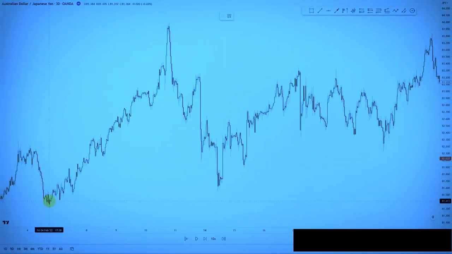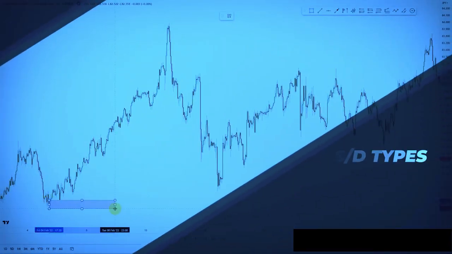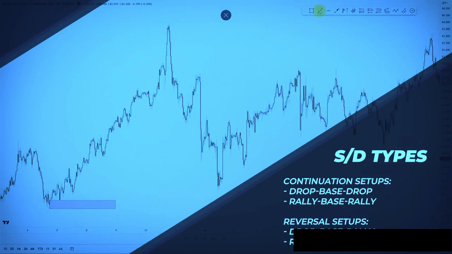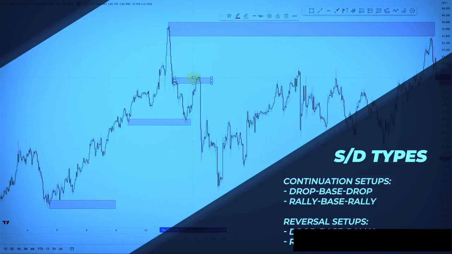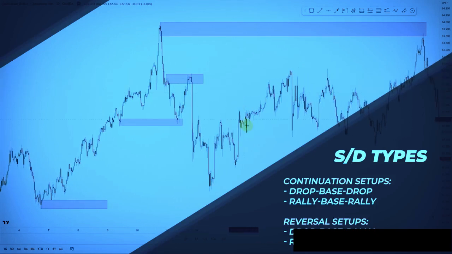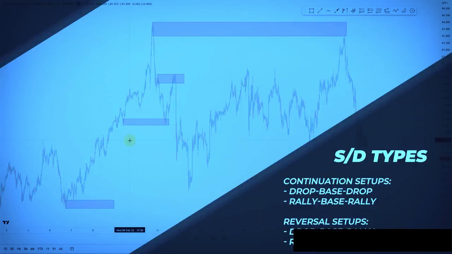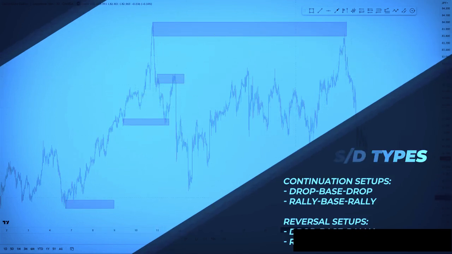Now, there are 4 types of supply and demand, considering how the price approached the supply and demand zone and how it left the zone again. I've labeled them into continuation structures and reversal structures. Continuation price structures include the drop-based drop and the rally-based rally patterns, and the reversal price structures are the drop-based rally and the rally-based drop patterns.